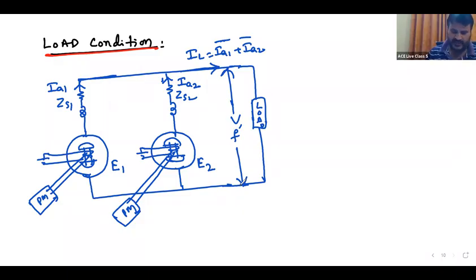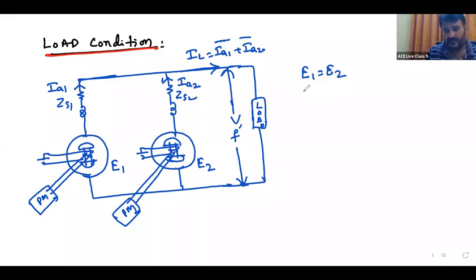And initially, both machines are sharing the loads equally. E1 is equal to E2, say initial conditions. Initially, E1 is equal to E2.